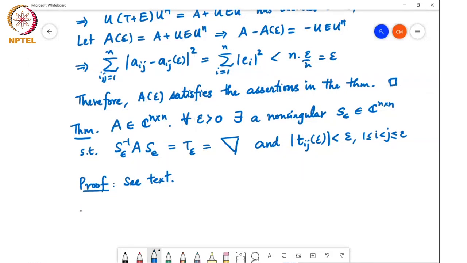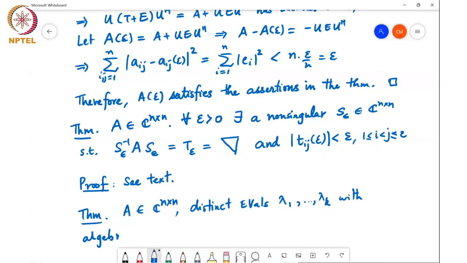The last point in this particular discussion: there's one more theorem, which is another extension of Schur's theorem and is useful for the Jordan canonical form, which we'll discuss a bit later. So again, A is an n cross n matrix, and it has k distinct eigenvalues lambda 1 through lambda k, where k can be at most equal to n, with algebraic multiplicities n1 through nk, respectively. Algebraic multiplicity is the number of times an eigenvalue occurs as a zero of the characteristic polynomial.